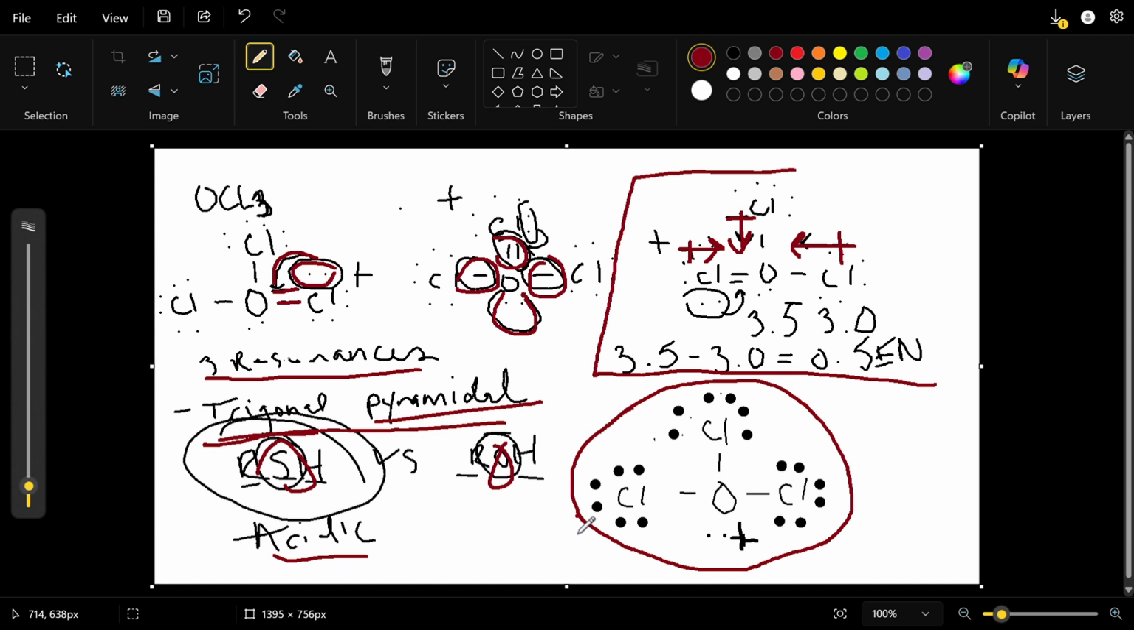Hopefully I did the structure correct in the resonances, but if there are any corrections, I'm open to it. Thank you.